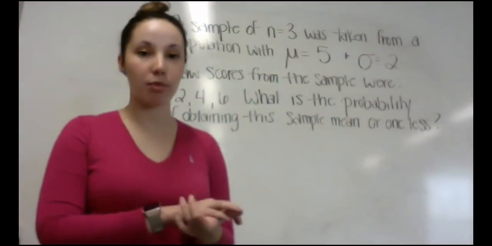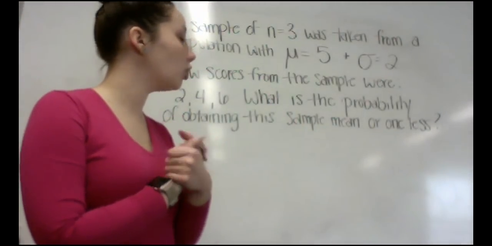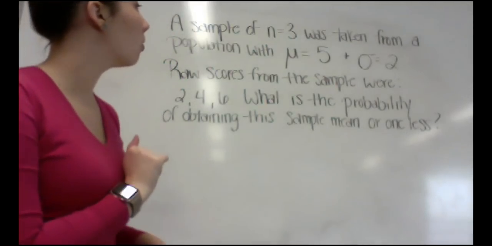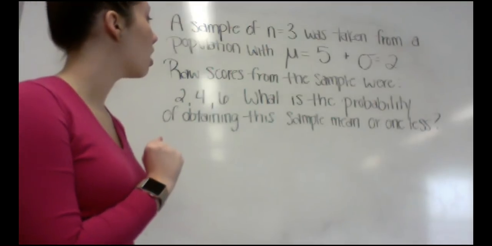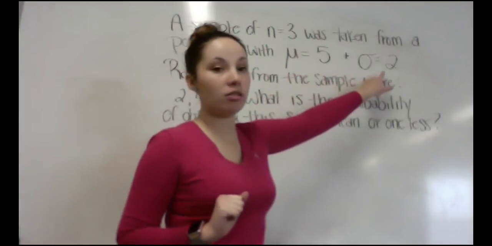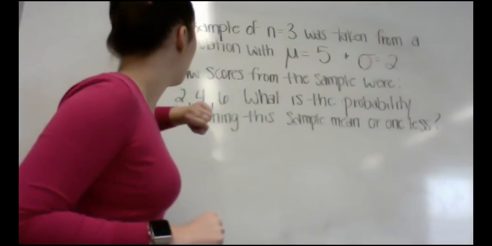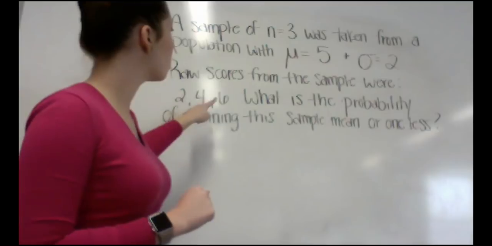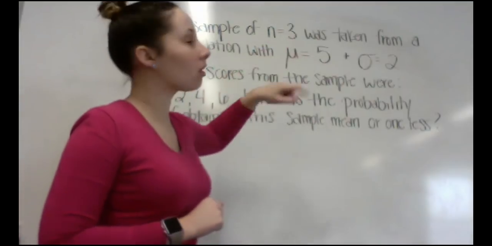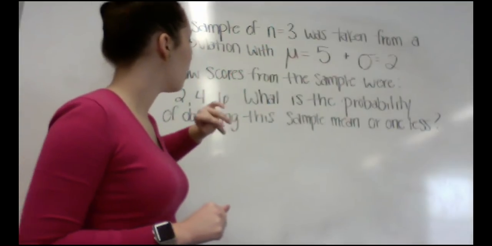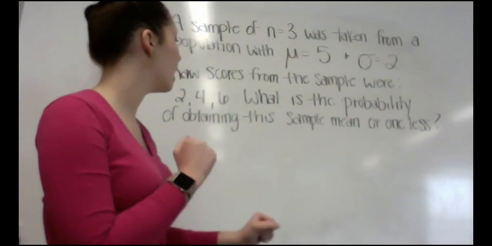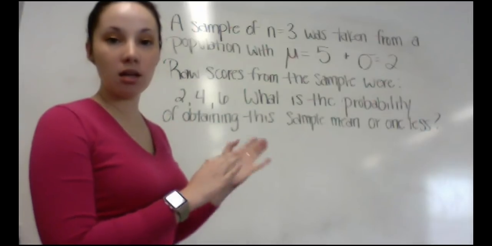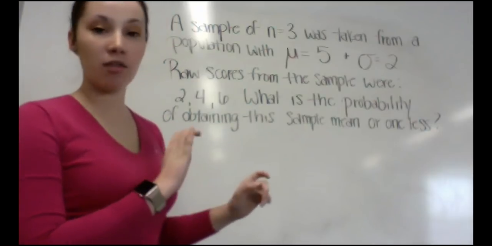All right, here's another type of problem. This is a common one that you might see on your quiz. It says that a sample of 3 was taken from a population that has a mean of 5 and a standard deviation of 2. The raw scores for that sample were 2, 4, and 6. So these are the scores from this sample up here. And then the question asks, what is the probability of obtaining this sample mean, or one that's less than that? So we've got a lot of stuff happening here.